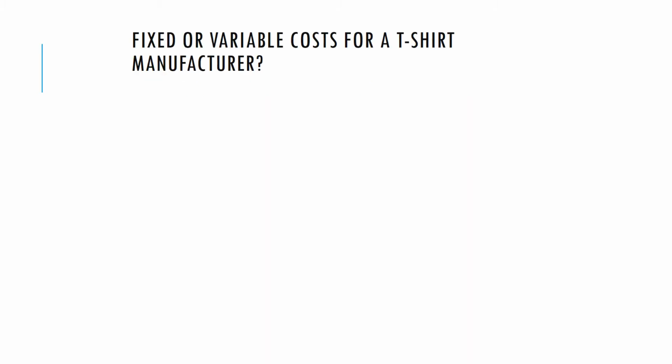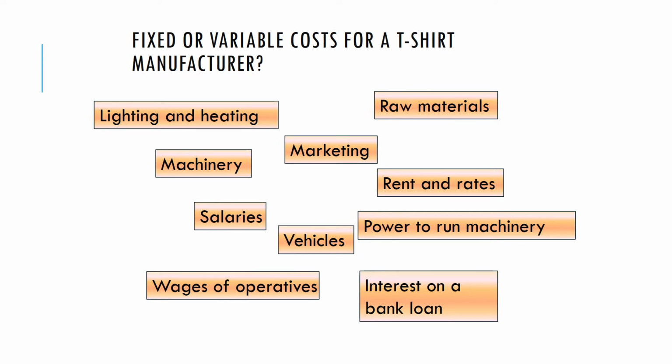Now let's have a go at categorizing fixed and variable costs. Let's imagine a scenario for a t-shirt manufacturer. What I'd like you to do is pause the video in a minute and decide which of these are fixed costs and which of these are variable costs. Are there any categories there that you think might be a little bit of both?